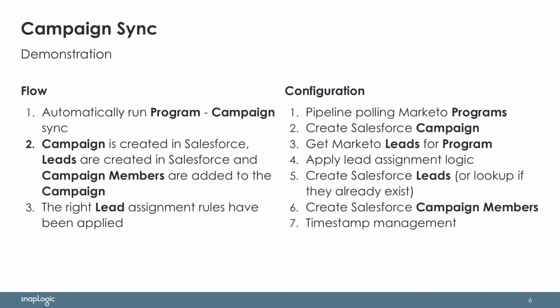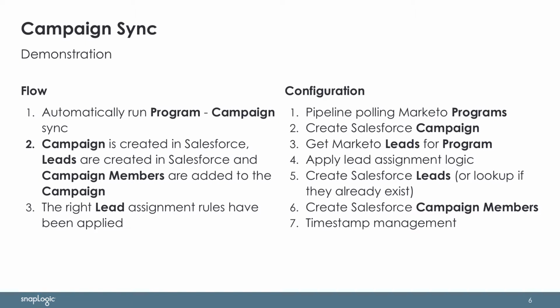Now, from a SnapLogic perspective, what we need to configure is obviously, first of all, making sure that we have access to the Marketo and Salesforce instances. And when we do, we want to pull Marketo for programs. We then want to create Salesforce campaigns for every program that we want to sync. And then when we have done that, we want to get the Marketo leads for that program and apply some lead assignment logic to who should be owning those leads in Salesforce, and then generate those leads in Salesforce.